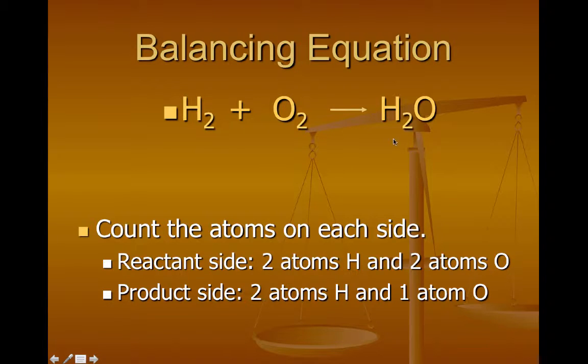Now let's go to the product side. We have 2 atoms of hydrogen over here, but 1 atom of oxygen. Do you think this equation is balanced based on the numbers? That is correct. It is not. So therefore, let's look a little bit further at how to balance this equation.